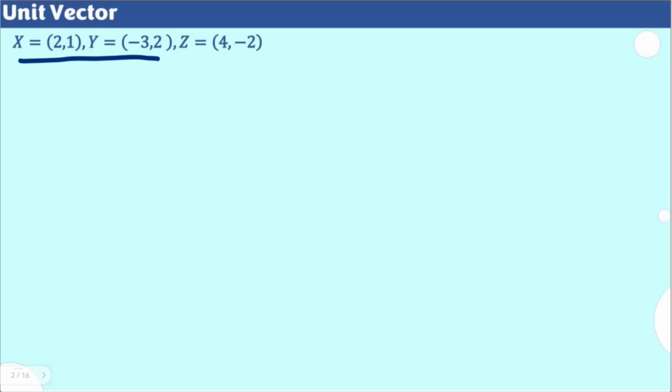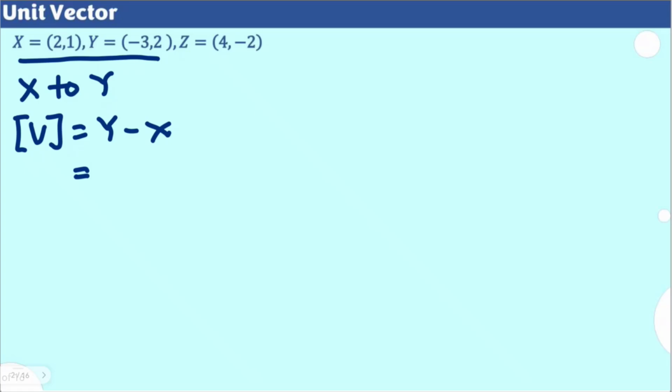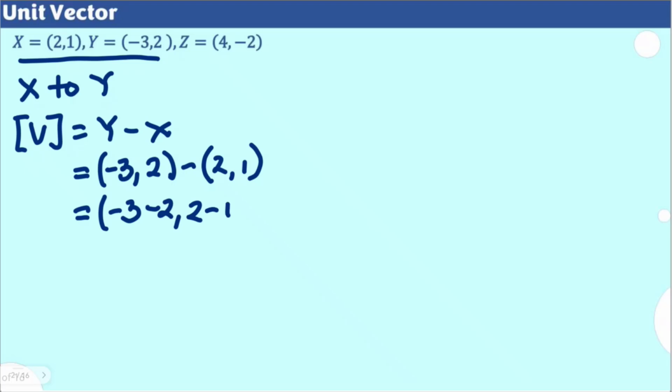So let's start with the idea of the vector passing through the points x to y. We know that the vector for that can be represented by the difference of y and x. So this is equivalent to the components (-3, 2) minus (2, 1). This would be equal to -3 minus 2, and then 2 minus 1. This is actually -5, and this is actually +1.